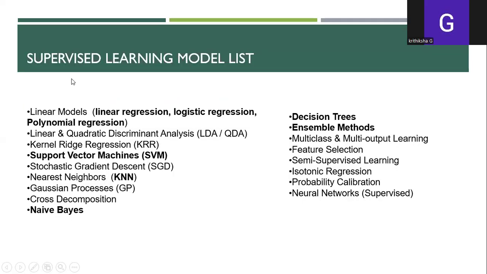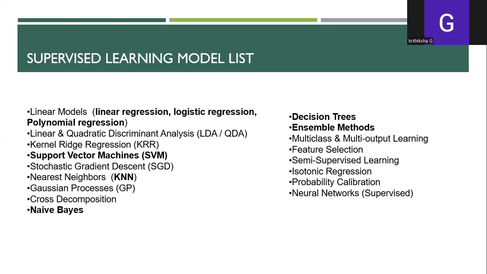In supervised learning, you have plenty of algorithms, from linear models, linear and quadratic discriminant analysis, and kernel ridge regression to neural networks. The core fundamental industry-standard algorithms we have to know are linear regression, logistic regression, polynomial regression, support vector machine, KNN, Naive Bayes, decision tree, and ensemble methods. These are the most fundamental algorithms, which are repeatedly used in model development.